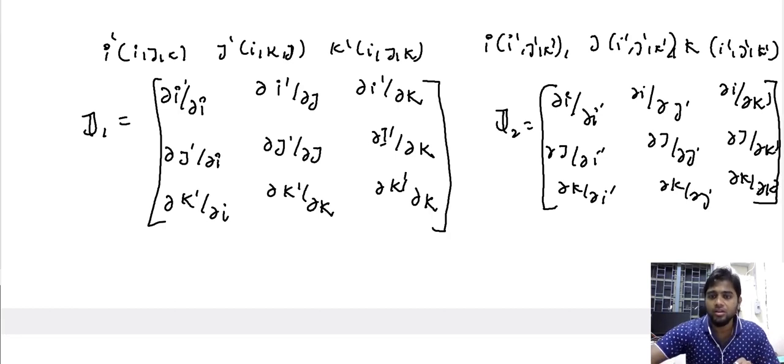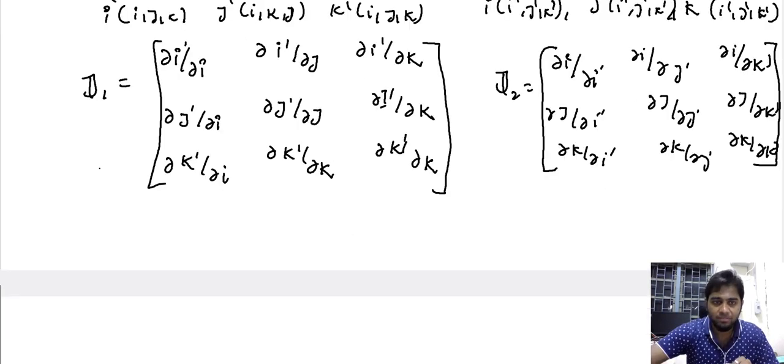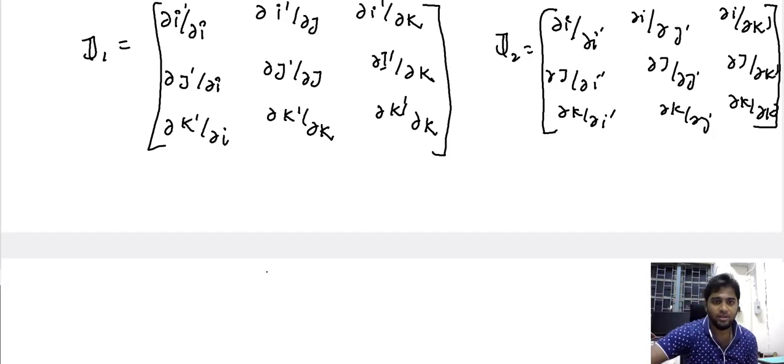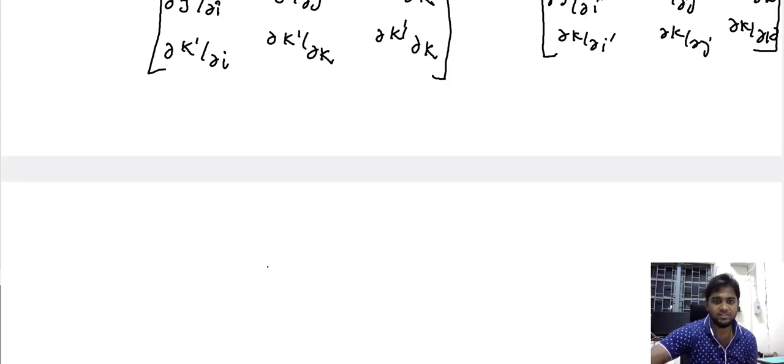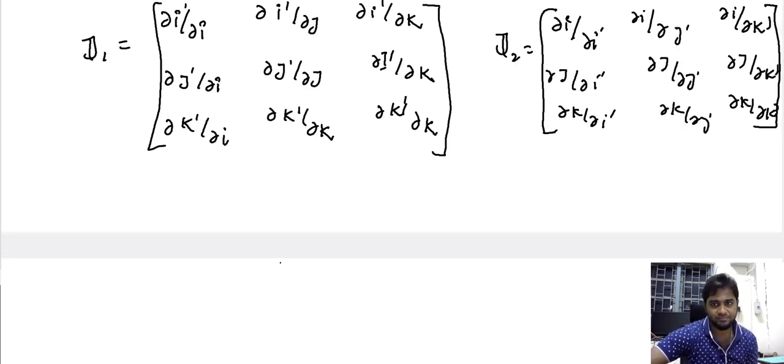So what we now have is that we have established two Jacobians. One, considering the partial derivative of the prime coordinates with respect to the ijk coordinates. The second Jacobian is the partial derivative of the ijk coordinates with respect to the prime coordinates. Now it is possible for us to consider the product of these two.